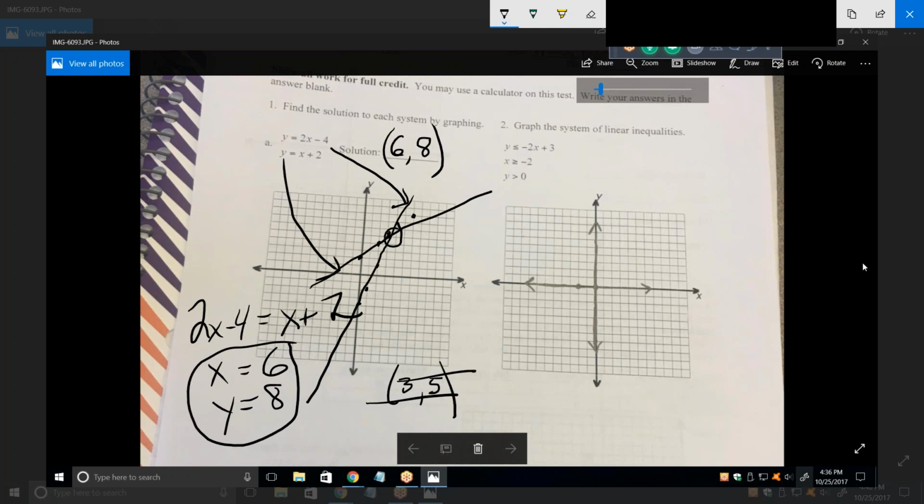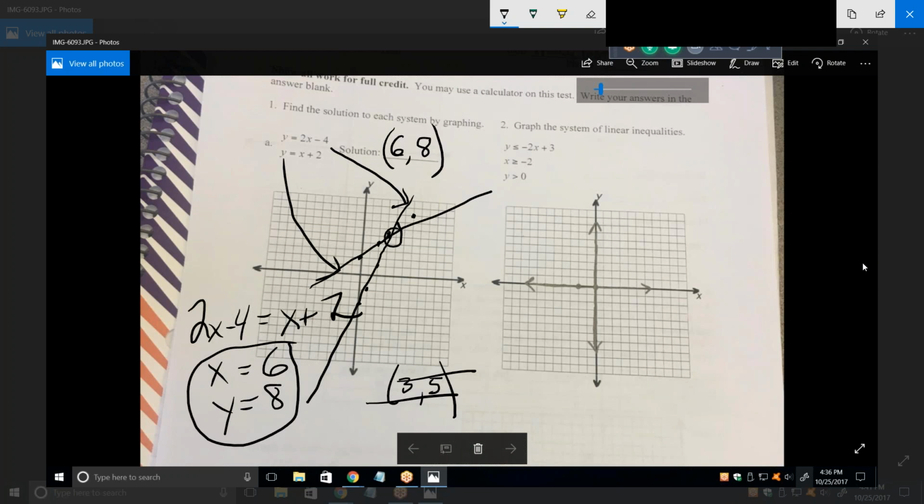Now, the next one's a little different. The next one, the solution is an area of the graph. So the only way to state the solution is to graph it. Without a graph, there would be no way to define the solution other than those three equations. In other words, I could give the region, well, let's go ahead and graph each of these. How do I graph y is less than or equal to minus 2x plus 3?